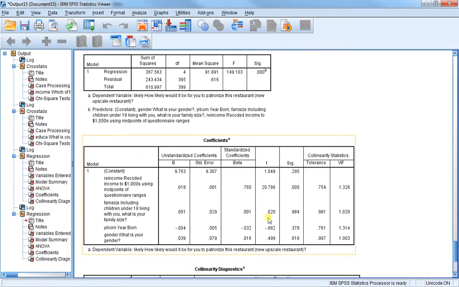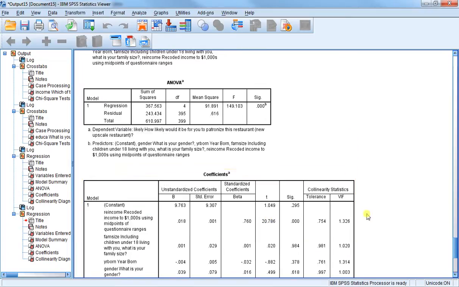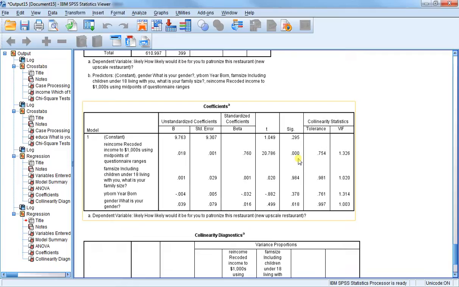So as you can see, the only significant independent variable is the recoded income. How do you know? You look at this coefficient. Recoded income, the significance level is 0.00. All the other variables are not significant. It must be at least 0.05 and below. So it shows that only this is significant.